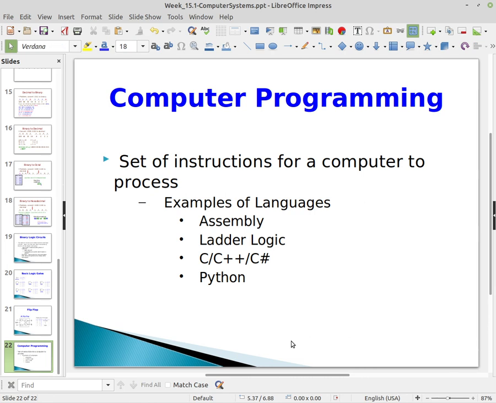Then most industrial robots use what they call a teach pendant language, where you program it with a teach pendant. They have their own proprietary language for programming.